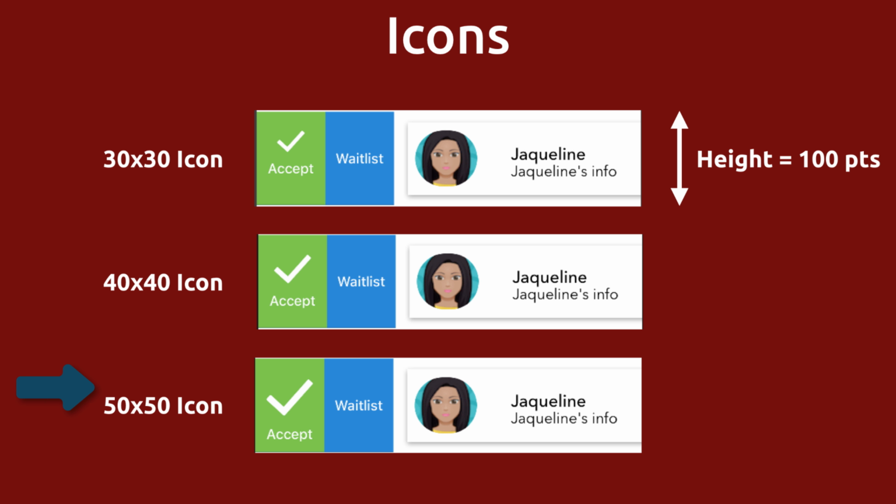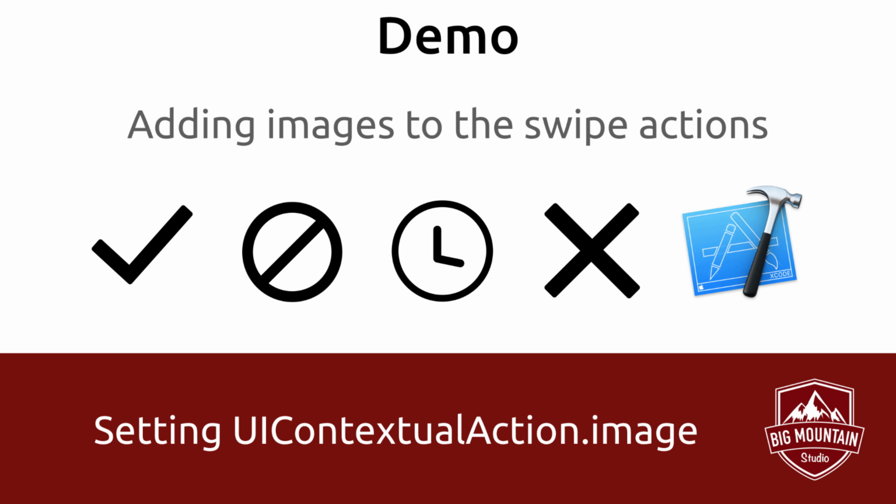And I kind of think I like the 40 by 40 icon best for this row height. So that's what I'm going to go with. Okay, so this will be pretty easy. We're going to go back into Xcode and we're going to add some images to our swipe actions. And I'm also going to show you how we can prevent swipe actions from showing up in different sections.